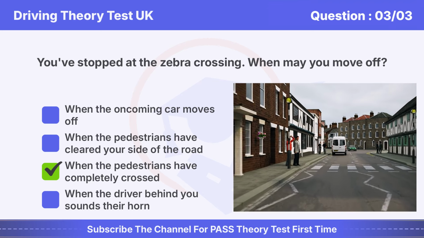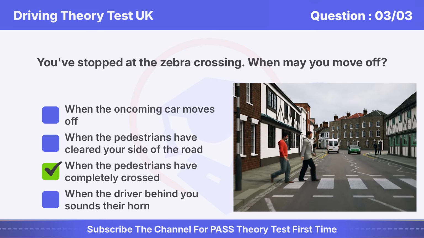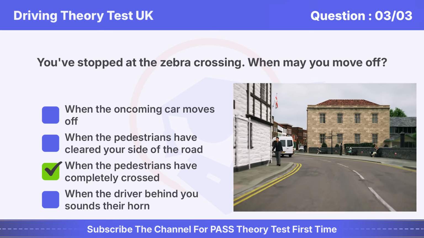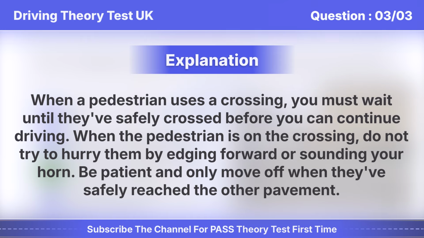Answer is C. When the pedestrians have completely crossed. When a pedestrian uses a crossing, you must wait until they've safely crossed before you can continue driving. When the pedestrian is on the crossing, do not try to hurry them by edging forward or sounding your horn. Be patient and only move off when they've safely reached the other pavement.